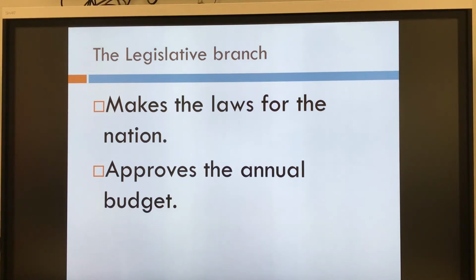So this, again, is going to show kind of what we're going to look at in 6B when we talk about how these branches of government have to work together, and it's what prevents a king. It's what prevents a dictatorship in the United States, is these branches having to work together. So the legislative branch approves the annual budget.